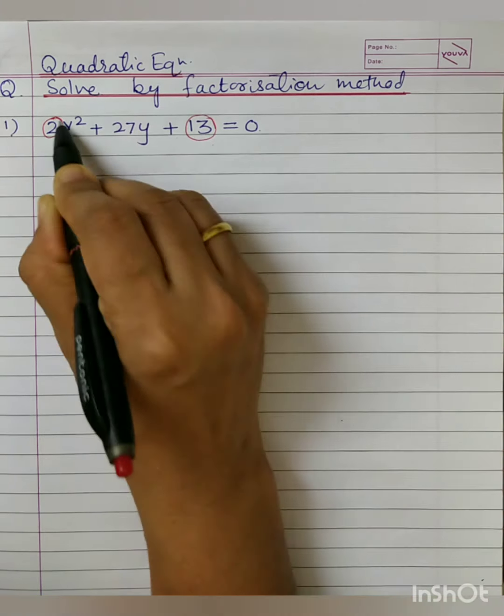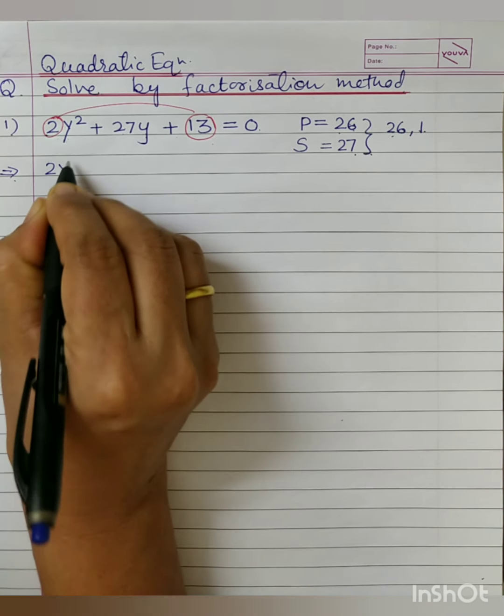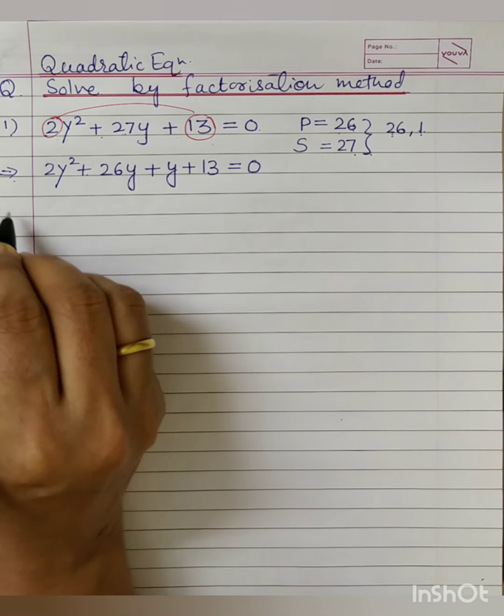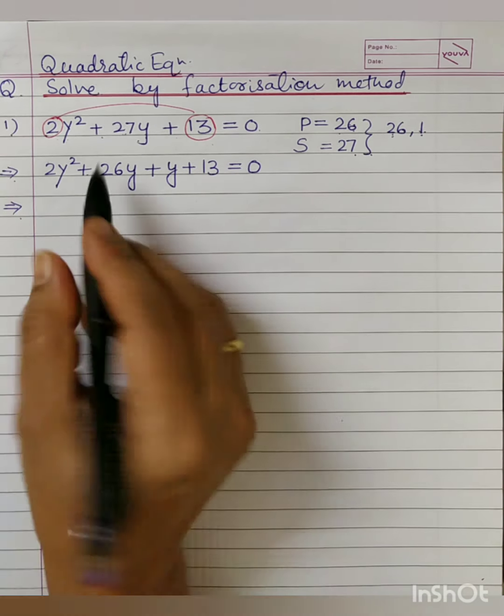Next step, keep the first and the last terms as they are. So 2y square will be as it is. Now 27y will be replaced by 26y plus 1y, that is y. So we are only replacing 27 here. So this will become 26y plus y, plus 13 equal to 0. Step number 2. By doing so, we have already made it very easy to factorize.